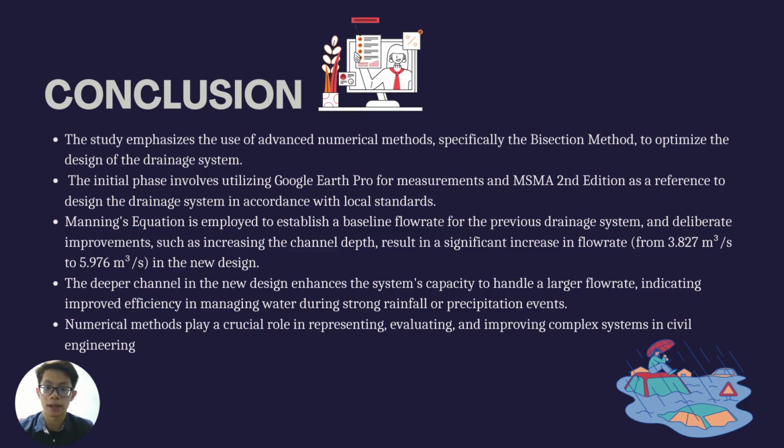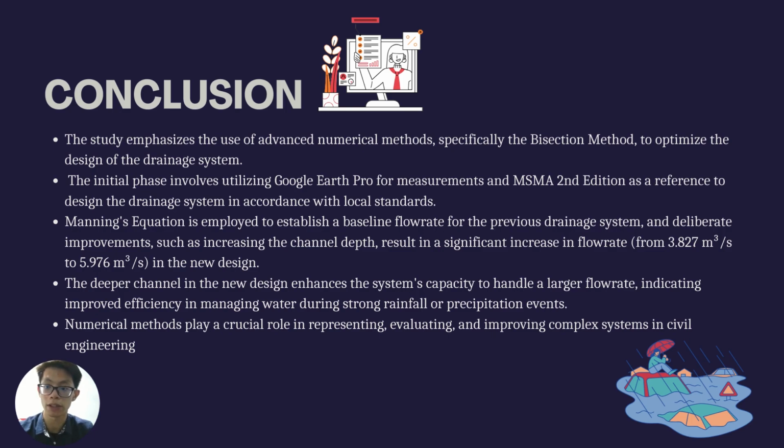So I'm going to discuss the conclusions. In conclusion, a drainage system design has been created to reduce the risk of flooding with an advanced numerical method. In navigating the challenges posed by the nature, topography, and geology of the area, the bisection method played an important role in determining the critical depth for the drainage system. In the initial phase, the catchment area of the site, the type of the channels, and the slope of the channels were determined by using Google Earth Pro.